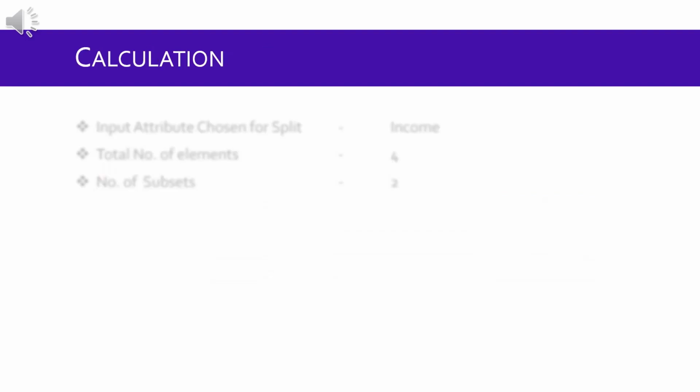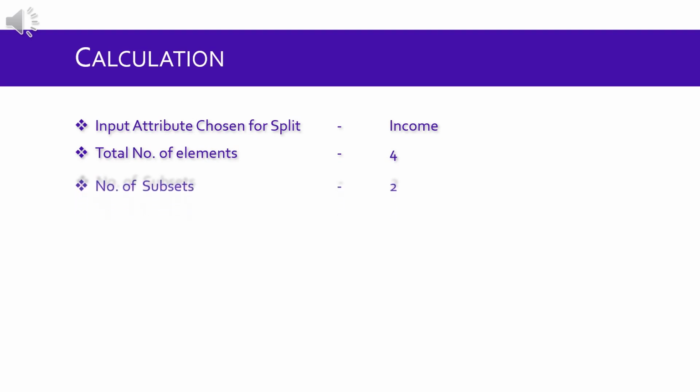Entire data set is considered at the root node and the best attribute is chosen for the split. First, let us choose income as the attribute for splitting the data. The total number of elements at the root node is the number of loan seekers, that is 4. Let the number of subsets be 2. As there are 2 subsets, it is a binary split.